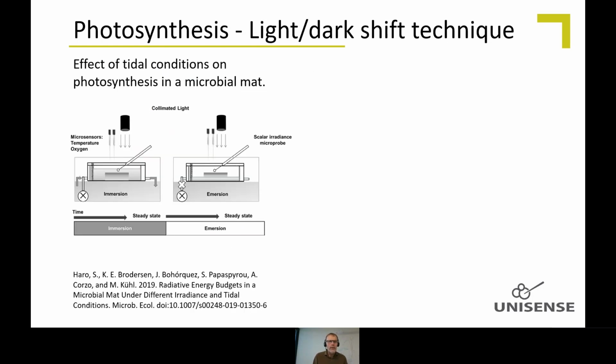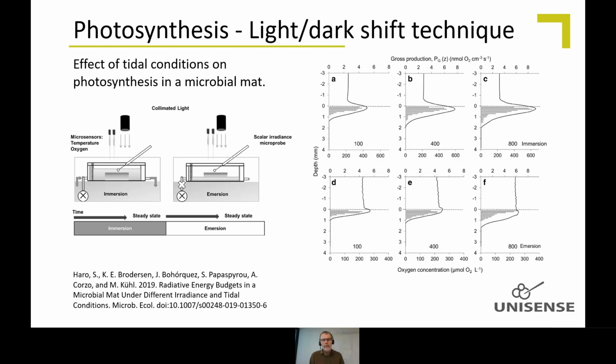One more example of this light-dark shift technique. These guys were interested in knowing the effect of immersion, or inundation, of a microbial mat that was growing in an intertidal area. They put it into this aquarium where they could either have water above their biofilm, or have the biofilm exposed to air. And the data are here. The upper one shows the situation where there's water on top of the biofilm.